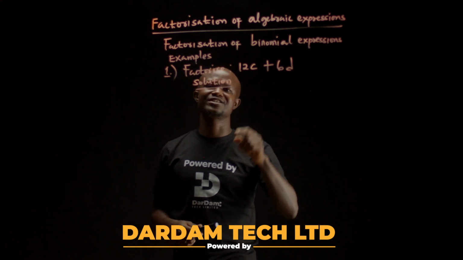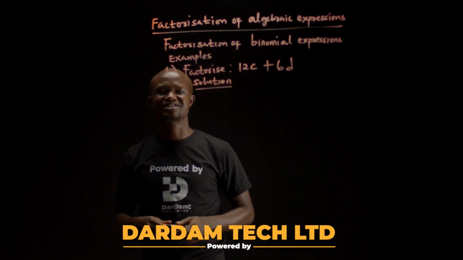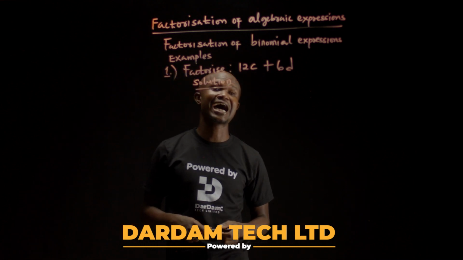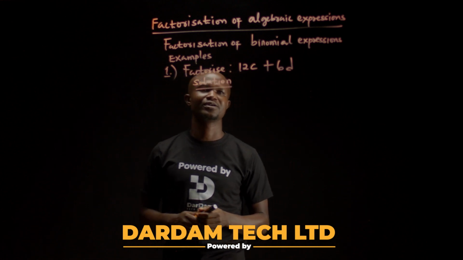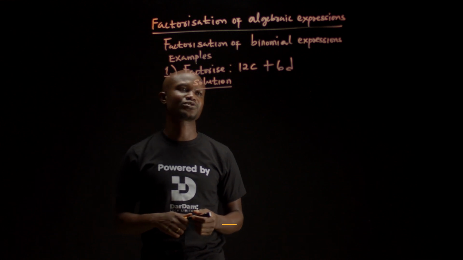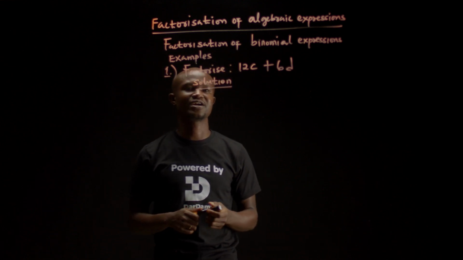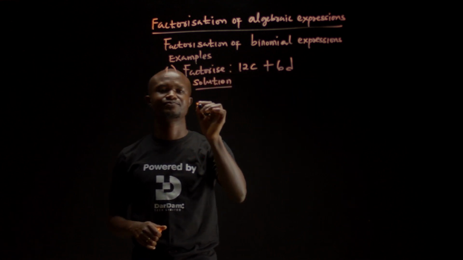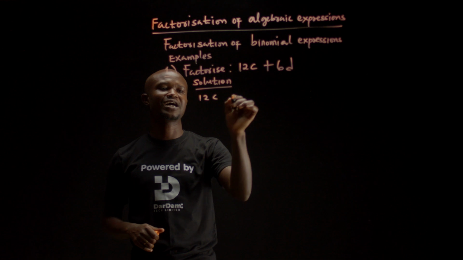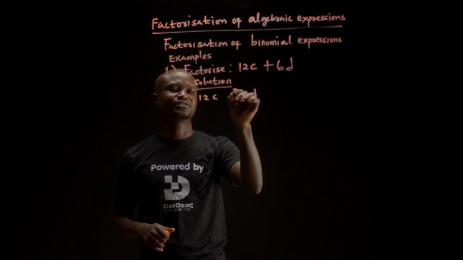To factorize this, we need to determine the HCF of 12c and 6d. That's the first thing to do. That is the highest common factor. That's the full meaning of HCF. Now let's find the HCF of 12c and 6d.